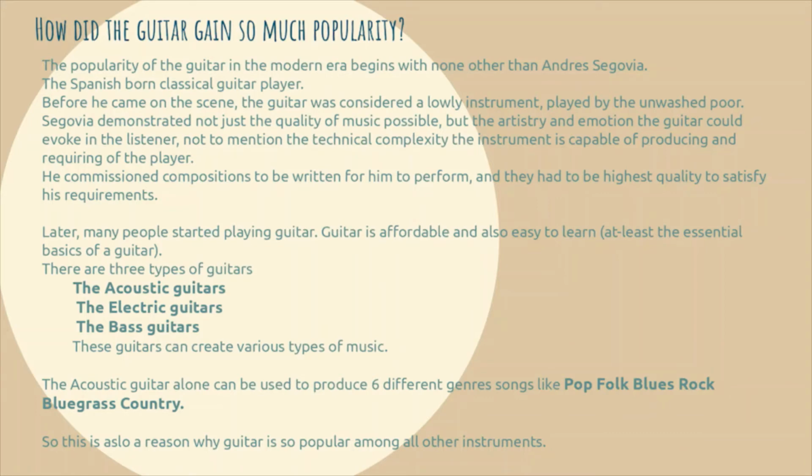I wonder how guitar got popular. The guitar was not much popular instrument in its earlier stage, as it was considered an unpretentious instrument which was played by poor people. Later, Andres Segovia, a Spanish classical guitarist, demonstrated the quality, proficiency, and the sensation a guitar can evoke. He composed music with the highest quality and satisfaction, and this led to the popularity of guitar. Another reason is it is affordable.